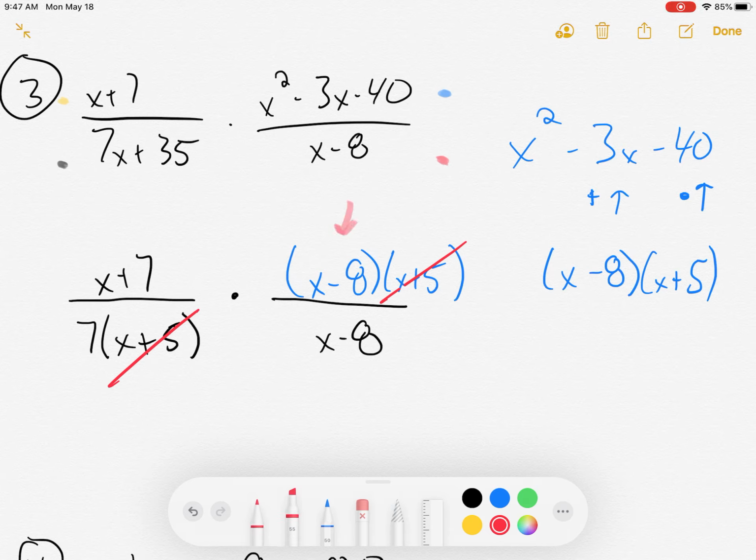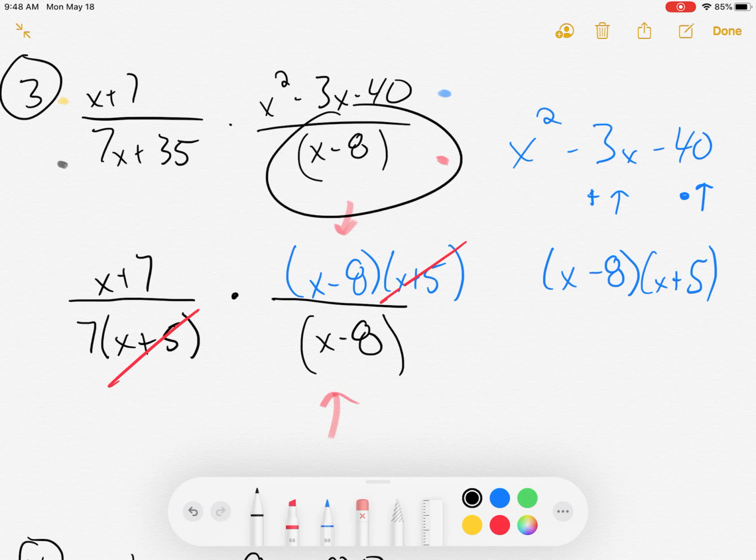Now, one thing you might be asking is, well, Mr. Adler, you have an x minus 8 on top in parentheses. This one doesn't have parentheses. So can I just add parentheses around this one term? Yeah, since it's the only term in the original, you can just slap some parentheses around that. That's fine. Now, do those two look the same? Well, yeah, they do. So they cancel.